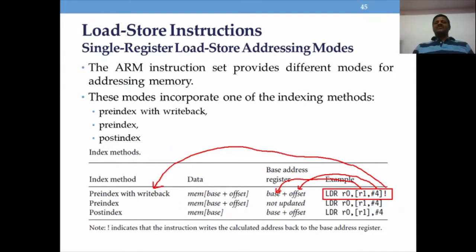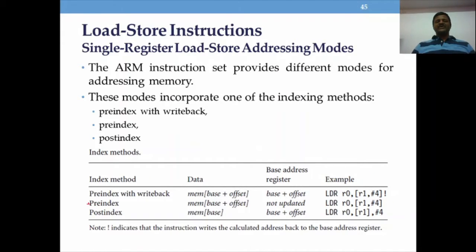Now, what is the work of this exclamation symbol? After adding the base and the offset, that sum should be stored back in register R1, the base register. That's why it says write back. So the complete sum of base and offset is stored back into the pointer register or base register.